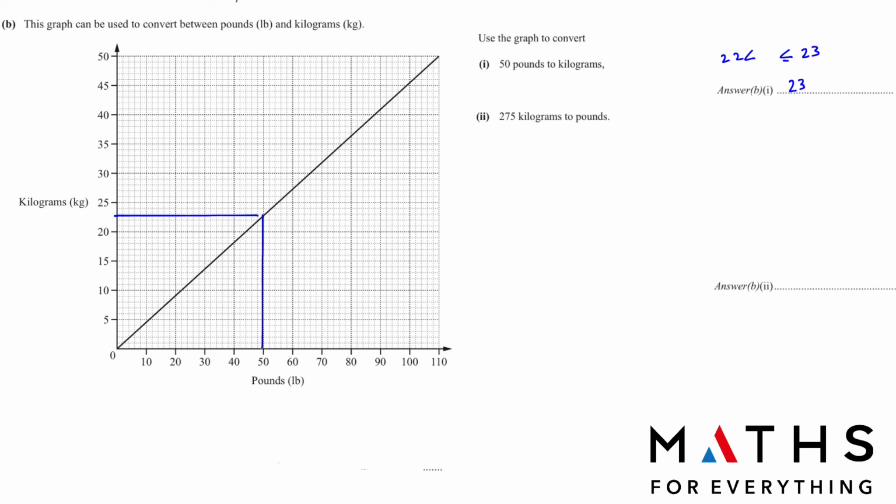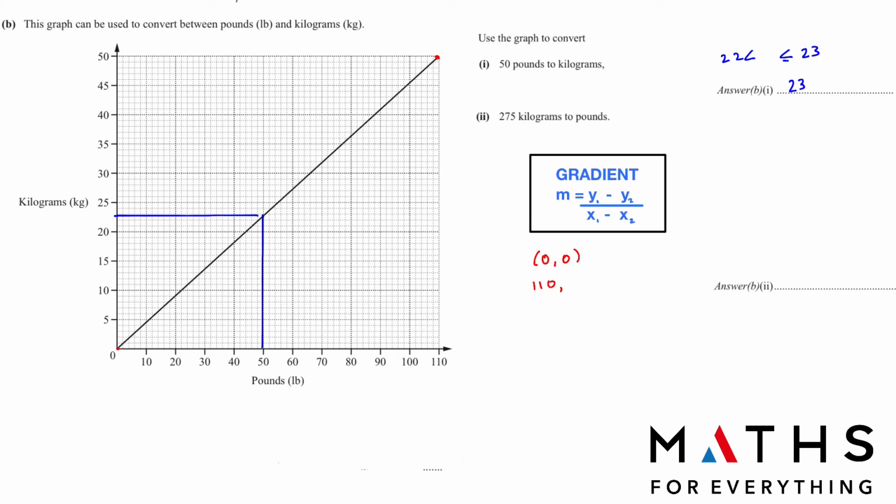Now the second part is 275 kilograms to pounds. Our data here is only from 50 till 110. So how will you find it? Whenever there's a straight line, find the equation of the line. It's very easy. Find the gradient by using the gradient formula, y1 minus y2 over x1 minus x2. You need 2 points. Always try to choose points that are easy. One we can choose is 0, 0. And the other we will choose is at the end, when pounds is 110, our kilogram is 50.